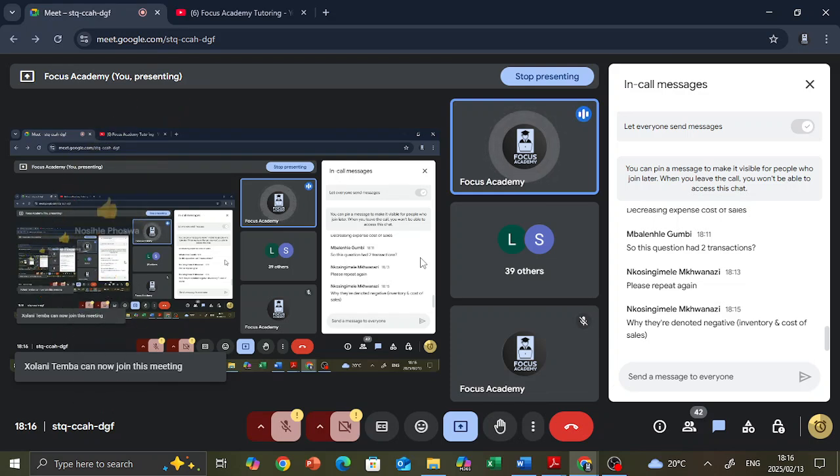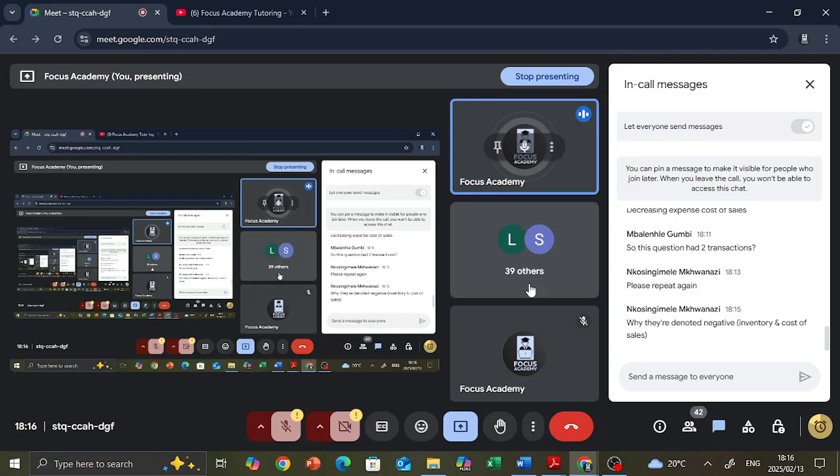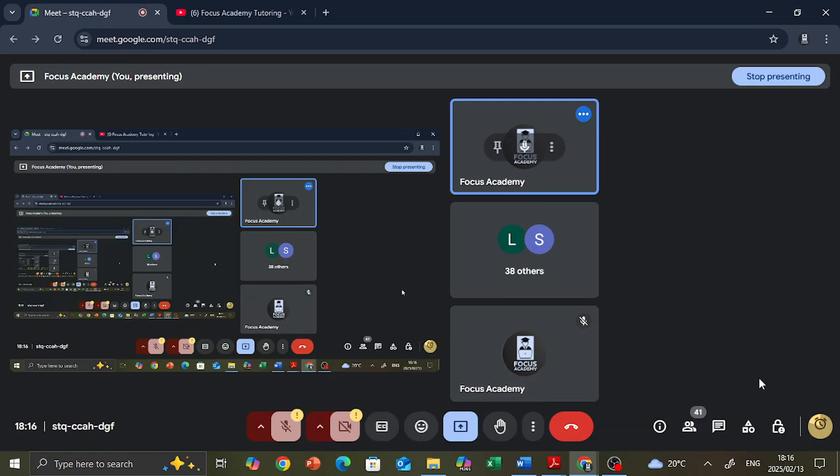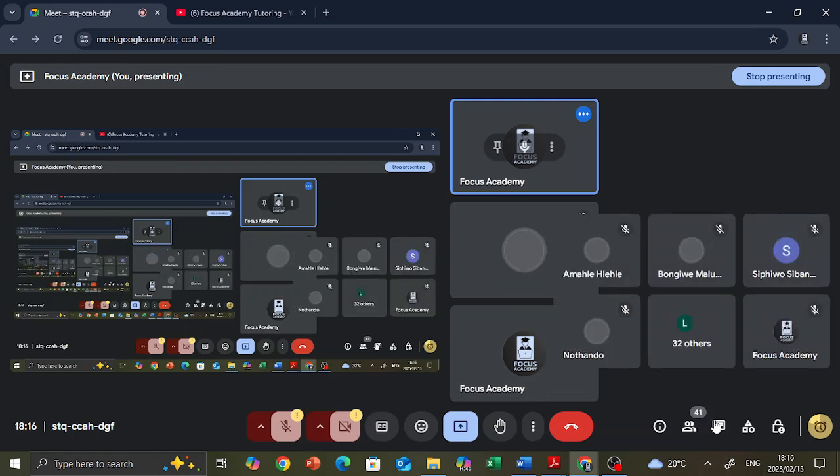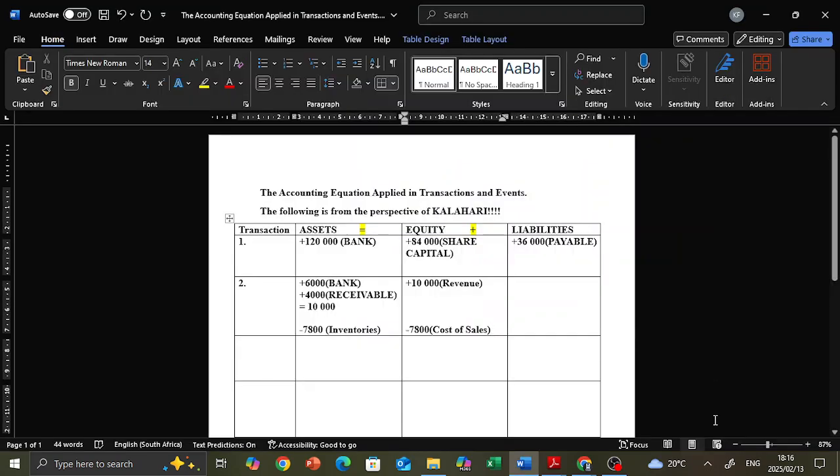Why are they denoted negative? I hope you understood the explanation I just gave. I'll answer your question now. There's a hand raised. Please unmute your mic to speak. Okay, they're denoted in negatives, as I've said. A decrease in inventories is minus assets. We no longer have these assets. The inventories are gone, but they brought us cash. And we're also showing that when we bought them, it was minus 7,800 because that's how much they cost. But in terms of revenue, this is how much they are bringing.